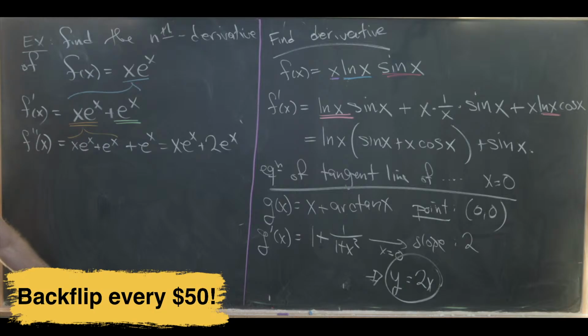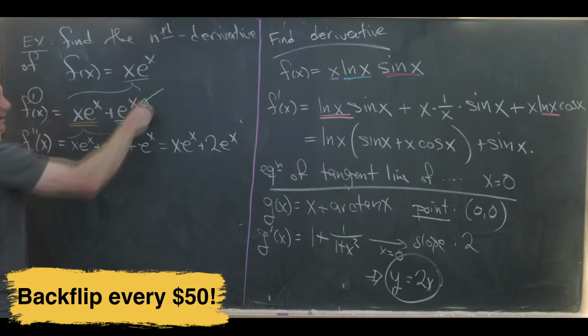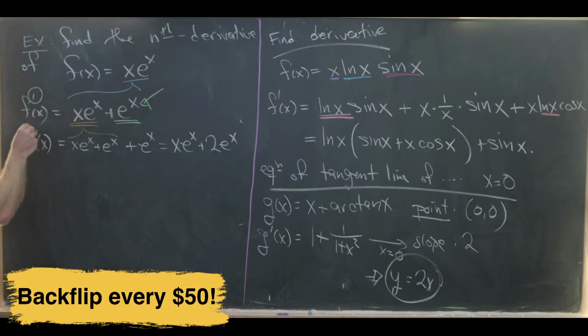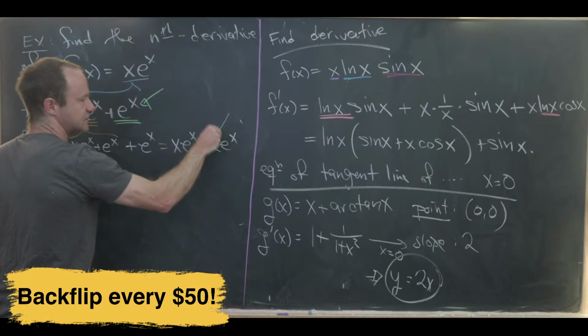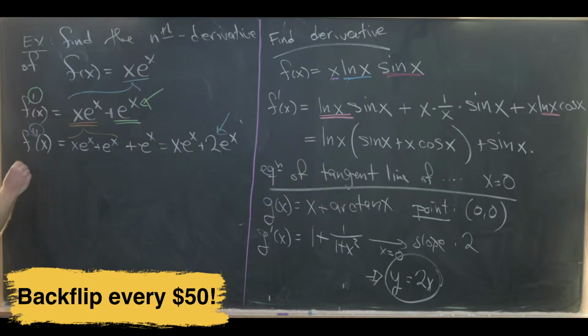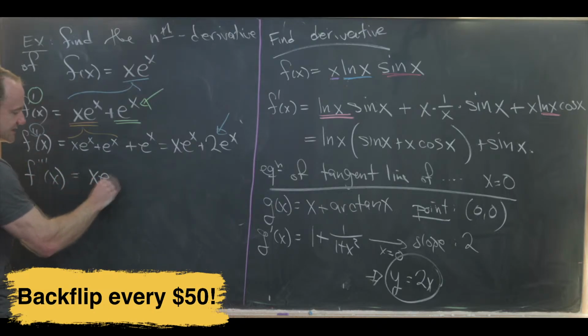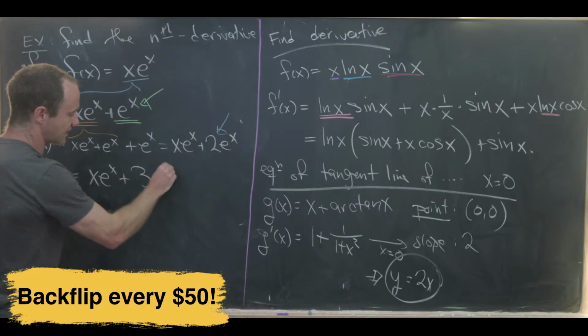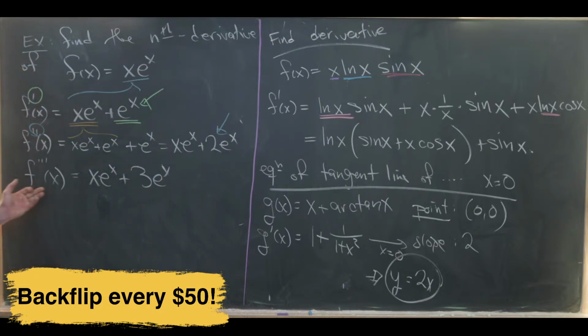And now I think you can see what's happening. We've got a first derivative here and one copy of e to the x. Here we have a second derivative. We have two copies of e to the x. You can pretty easily check that the third derivative here will be x e to the x plus 3 times e to the x. That's going to be 3 copies of e to the x.